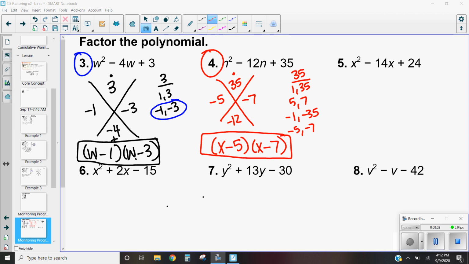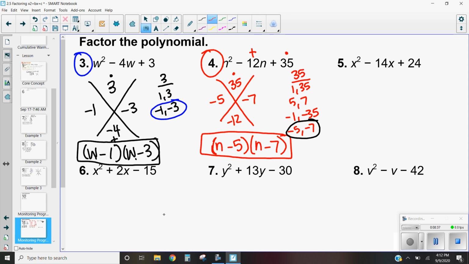Okay, here's number 4. Remember, we multiply to get that 35, we add to get that negative 12. I listed out all my factors of 35. I found out that the one that'll work here is going to be this negative 5 and negative 7. So then when I wrote that, I wrote not my n's, I wrote n. I always forget that variable changes. n minus 5 times n minus 7. And that's what we get there. Now, I want you to pause the video, and I am going to finish these last 4 problems.